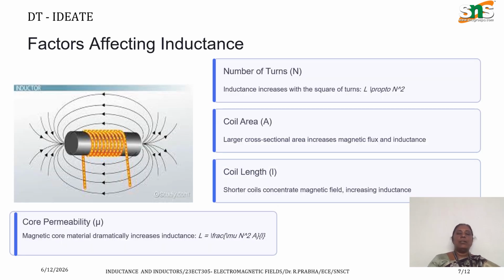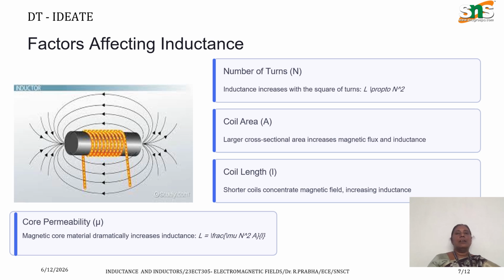So, the ideate part, we are going to see the factors affecting the inductance. The first factor is the number of turns N. The inductance increases with the square of the number of turns. So we can say that L is proportional to N squared. Here N is the number of turns.